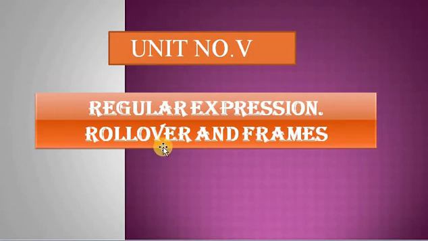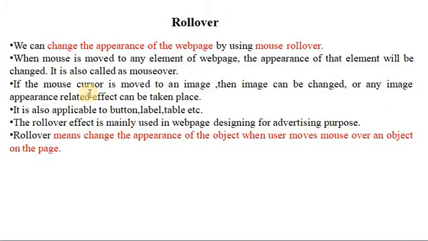Let us see what is meant by rollover. We can change the appearance of a web page by using the mouse rollover. When the mouse is moved to any element of a web page, the appearance of that element will change, and it is called a mouse over. Rollover means a change in the appearance of the object when the user moves the mouse over an object on the page. And the rollover effect is mainly used in web page designing for advertising purposes.